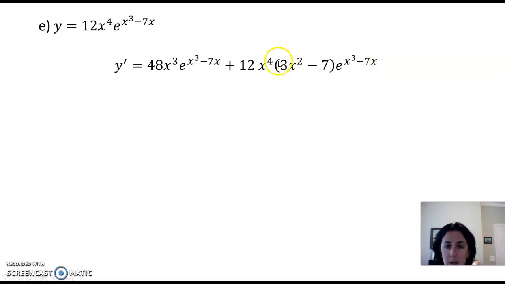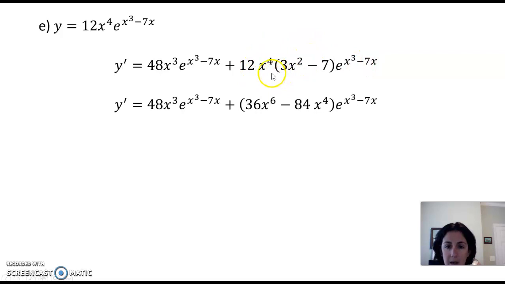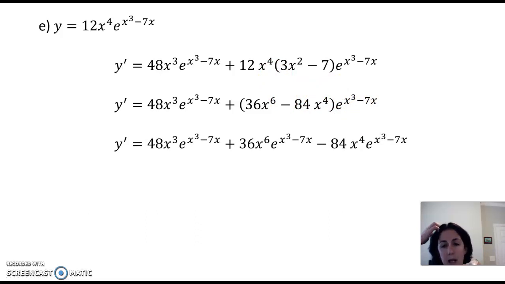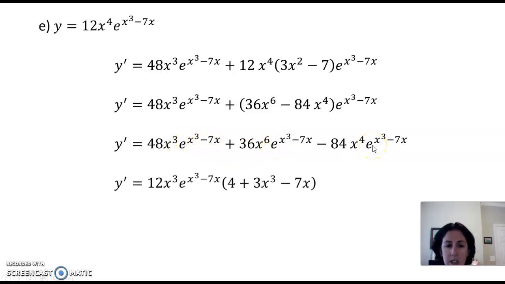this power. I'm going to go ahead and distribute the 12x to the 4th to everybody in there. And then I'm going to go ahead and distribute this e to everybody in there. And now I'm going to pull out the greatest common factor. Everybody's divisible by 12. Everybody is divisible by x cubed. And everybody has that e to the x cubed minus 7x. So I'll pull out that 12x cubed, e to the x cubed minus 7x, and I'm left with 4 plus 3x squared minus 7. And there's my derivative.